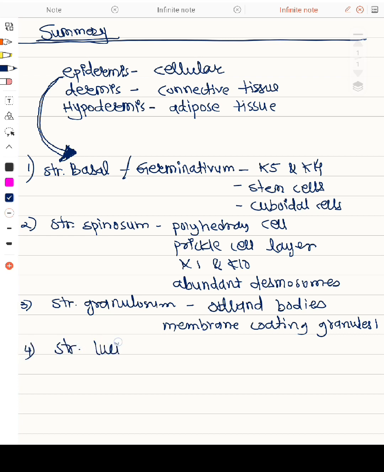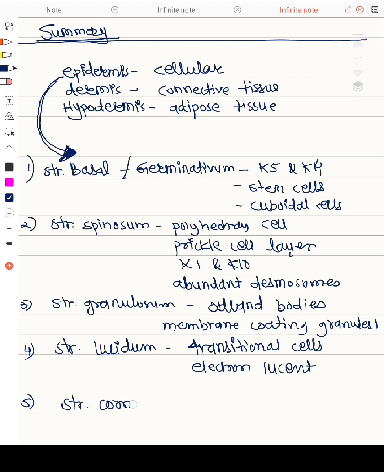Fourth, stratum lucidum, which is an electron lucent layer present only in the palms and soles. Transitional cells are present in this layer because they contain the nucleus. Stratum corneum consists of corneocytes. Corneocytes are polyhedral cells with no nucleus and no cell organelles.